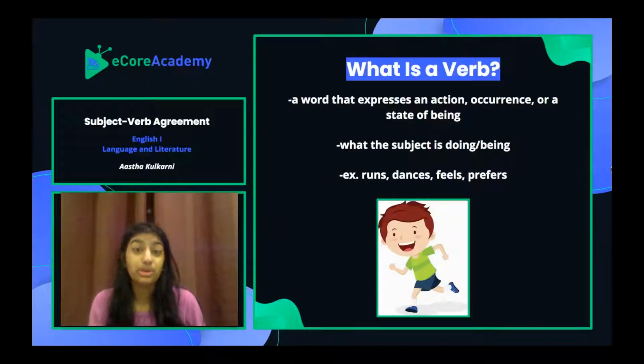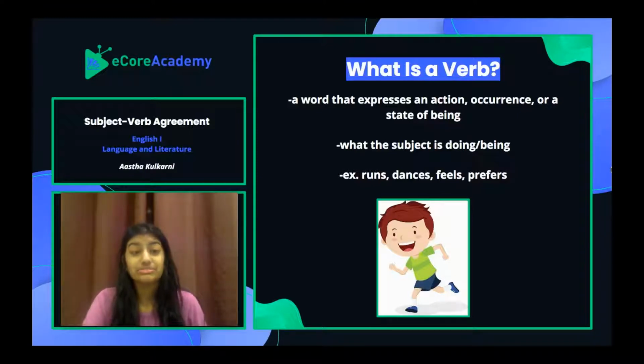And then we have what is a verb. A verb is a word that expresses an action, occurrence, or state of being. It's basically what the subject is doing in the sentence or what they are being. If you're confused on what state of being means, it's basically those helping or linking verbs like is, are, was, were, that are basically describing the subject, usually like a personality trait of the subject or a physical appearance trait.